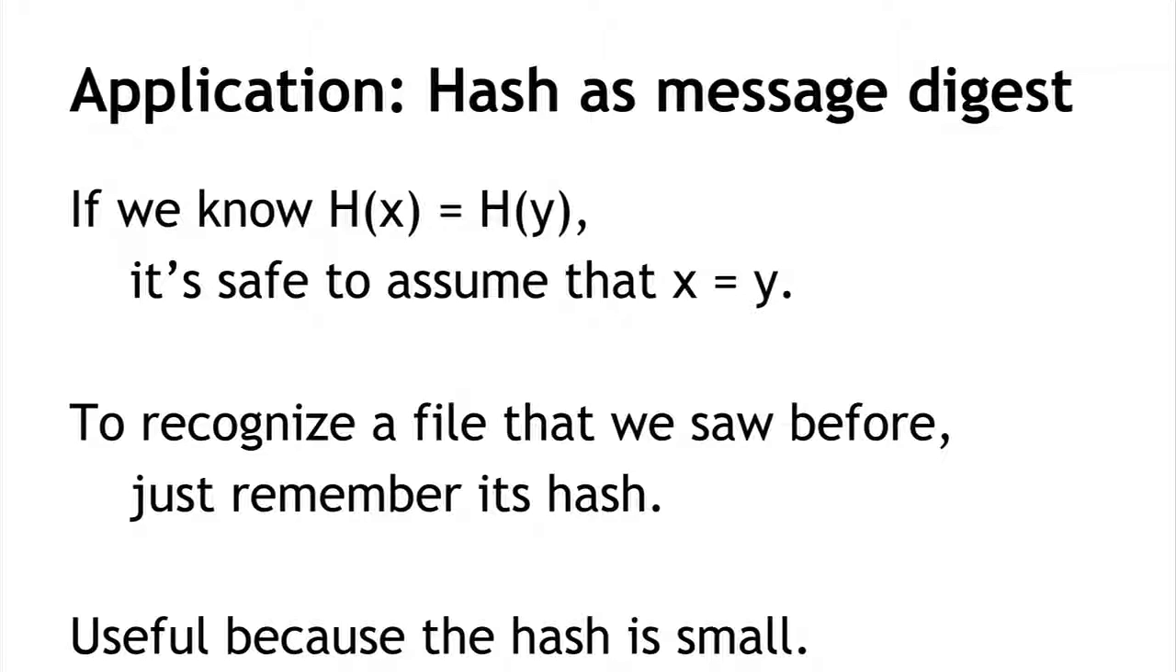Suppose, for example, that we had a file, a really big file, and we wanted to be able to recognize later whether another file was the same as the file we saw the first time. So one way to do that would be to save the whole big file, and then when we saw another file later, just compare them. But because we have hashes that we believe are collision-free, it's more efficient to just remember the hash of the original file. Then if someone shows us a new file and claims that it's the same, we can compute the hash of that new file and compare the hashes. If the hashes are the same, then we conclude that the files must have been the same. And that gives us a very efficient way to remember things we've seen before and recognize them again. And of course, this is useful because the hash is small.